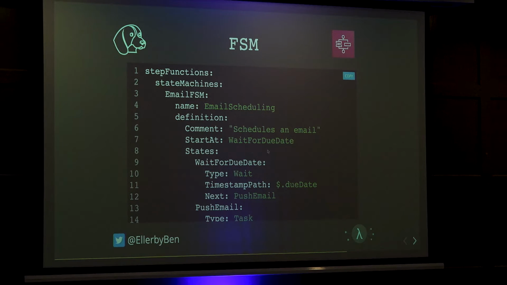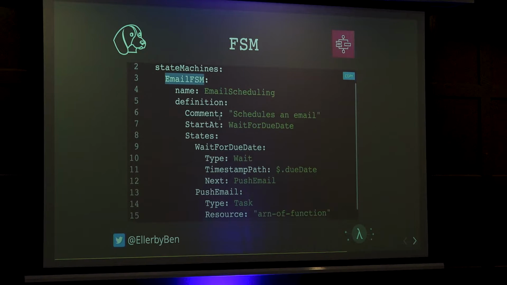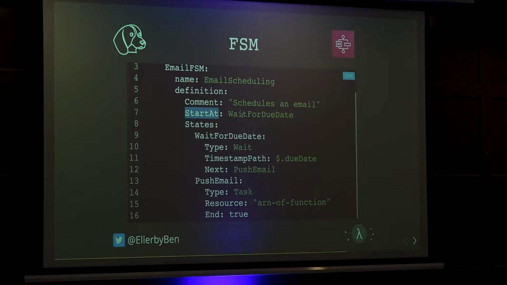The finite state machine, written in the serverless framework, looks like this. We have a name of the state machine, which is email FSM. We have states. We're going to start at the wait for due date states. Wait for due date is of type wait, as you might imagine. This is the parameter that stores the due date in the event that comes through. And the next state is push email. Push email is of type task, which means it's going to go off and call the Lambda function. And we give the ARN, which is the identifier of that function.